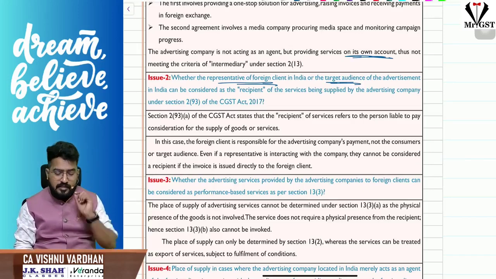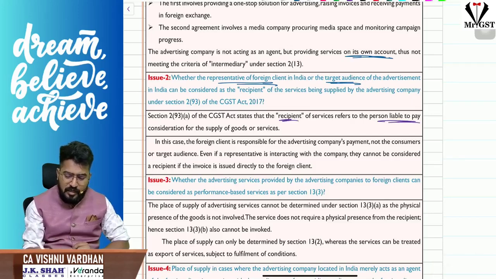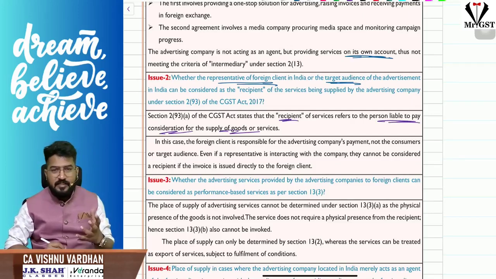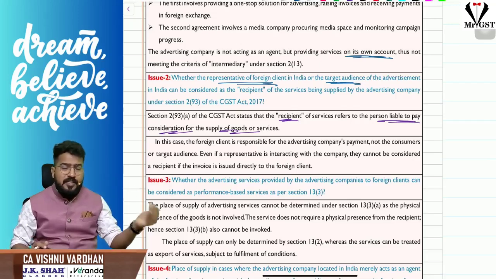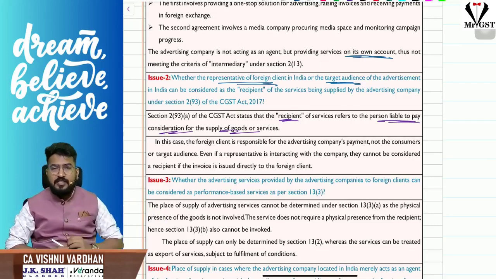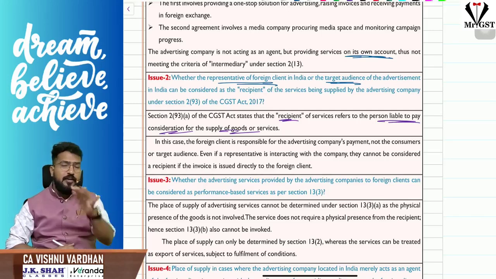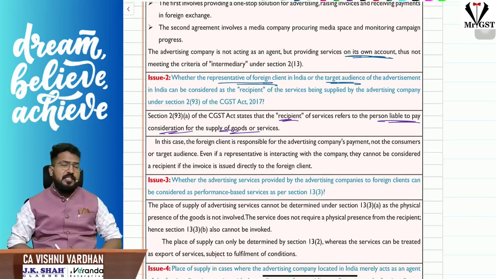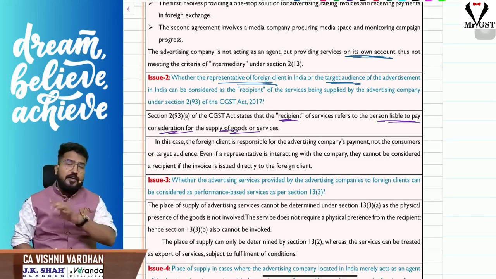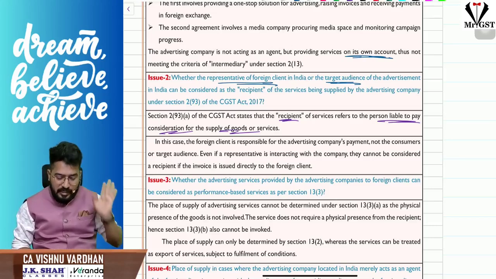The answer is, see, recipient definition says recipient is a person who is liable to pay consideration for the supply of the goods or services. Indian ad agency, the advertising company, is raising invoice on Netflix, the foreign client, and getting money from them. That means, according to them, who is their customer? To them, the customer is foreign client, not the representative of foreign client in India with whom we are regularly coordinating with various things. So the point is, sir, neither the representative of foreign client in India nor the targeted audience are recipients. The foreign client, that is Netflix, is our recipient for the Indian ad agency. This is second issue.